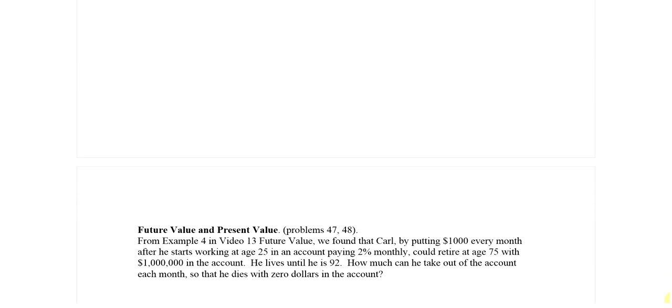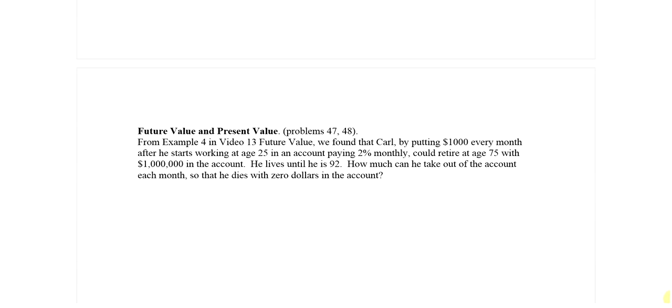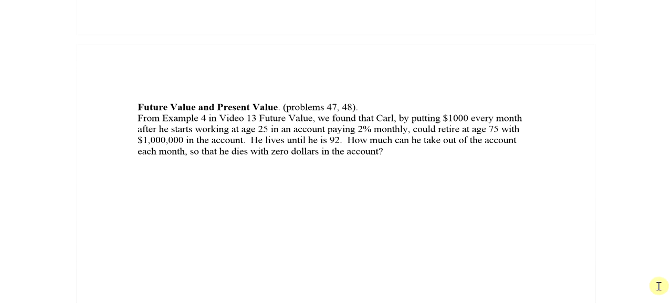Okay, and there are some problems that are sort of future value and present value combined. From the previous video, example 4 in video 13: Carl put away $1,000 every month after he starts working at age 25, and we found out that he could retire at age 75 after about 50 years with $1 million in the account. Suppose he lives until he's 92. How much can he take out of the account each month so that he dies with $0 in the account?